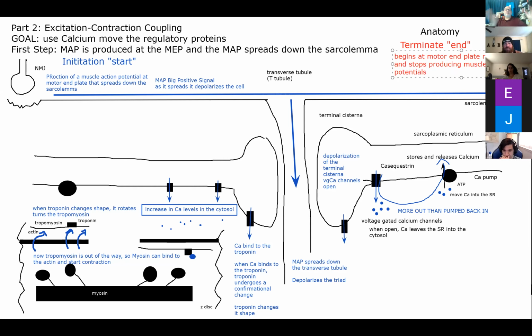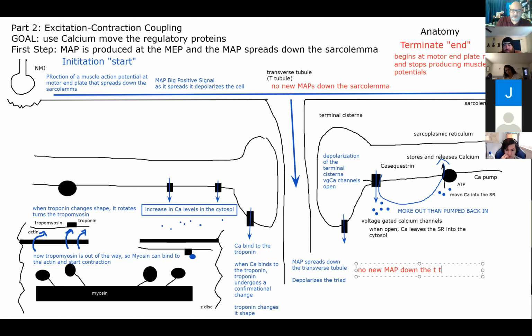So again, all of that other stuff we talked about was part one. We don't have to worry about that right here. If we're just talking about terminating excitation contraction coupling, this is where we begin. Our motor end plate repolarizes and stops producing muscle action potentials. So that means no new muscle action potentials down the sarcolemma, which of course means no new muscle action potentials down the T-tubule.